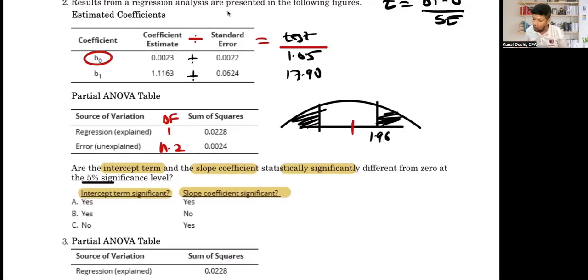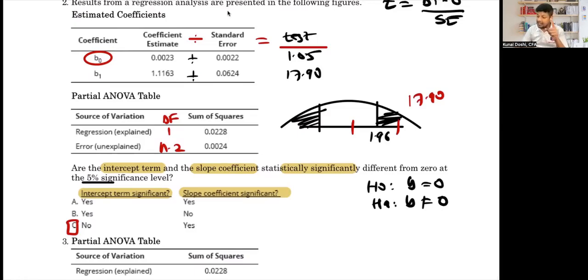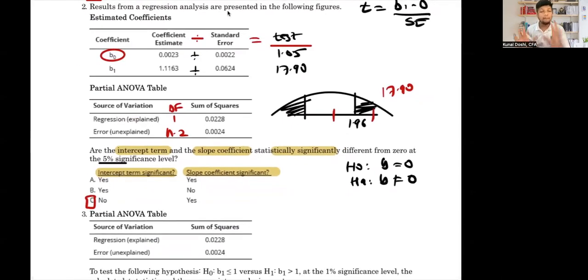So B0 is no. But B1 is 17.9, which is too high, isn't it? So I reject the null. Means it is statistically significant. Because what is my null and alternate? My null is that the value is 0. The alternate is not equal to 0. So if you reject the null, means it is not 0. Means there is some value. It is significantly different.